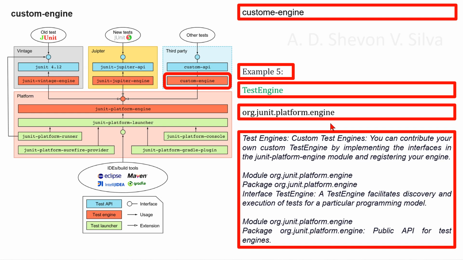Every test engine must provide its own unique ID, discover tests from an engine discovery request, and execute those tests according to an execution request. The JUnit unique ID prefix junit- is reserved for test engines from the JUnit team. The JUnit platform launcher enforces that only test engine implementations published by the JUnit team may use the junit- prefix for their test engine IDs.